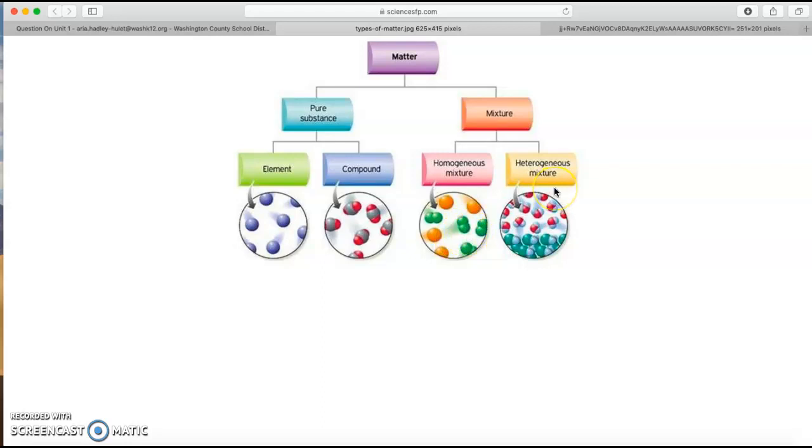In heterogeneous mixtures, there's a clear distinction. We're able to tell that all the water molecules are on top of whatever molecule is down here. We either have layers or chunks of the items. Okay? And so when you can see that distinction and it's not uniform throughout, that makes it a heterogeneous mixture.